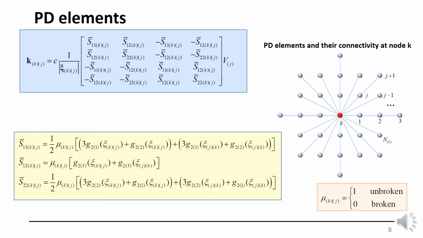And so the peridynamic elements and their connectivity at node K are shown here. So for example, this red node K will be interacting with all of these points in its family members. The number of family members is n sub K.